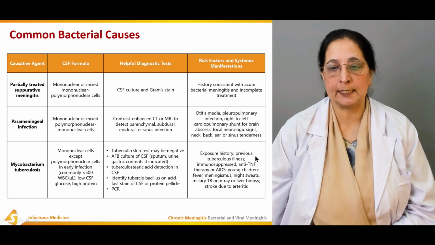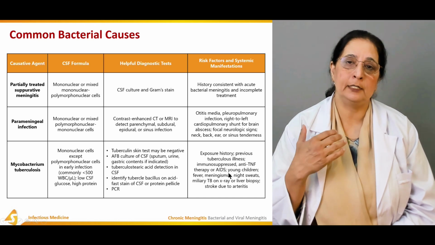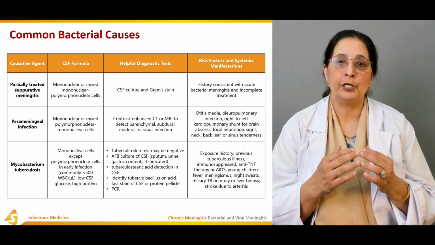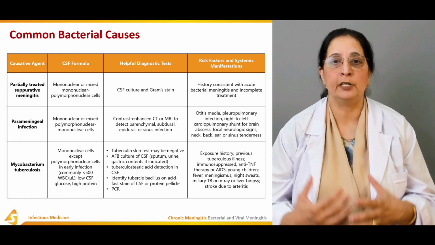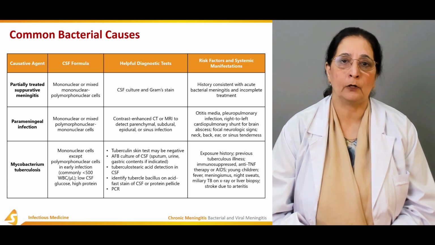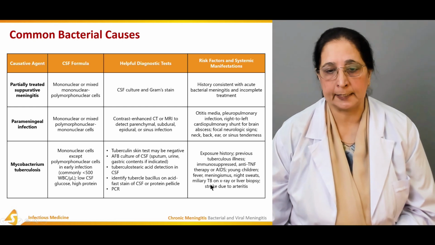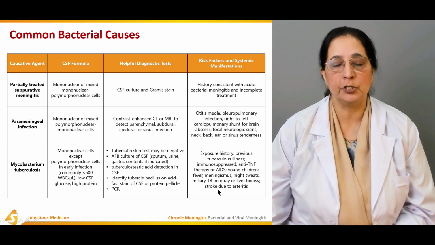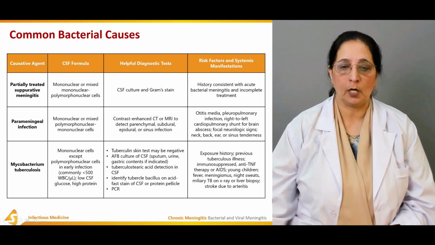Exposure history is present, such as previous tuberculous illness or being immunosuppressed. If the disease is not treated properly and the patient is immunocompromised, with AIDS or other infections in which immunity is low, these patients can have an attack of tuberculosis and develop tuberculous meningitis. There are usually night sweats, miliary tuberculosis on X-ray or liver biopsy, and stroke due to arteritis.